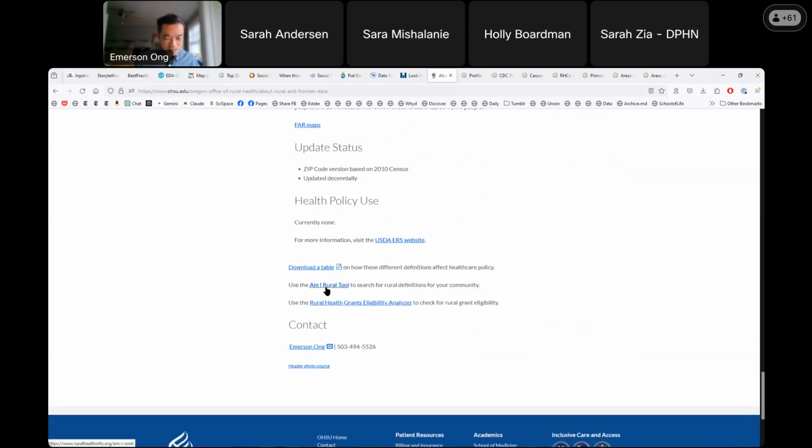And this link down here, this Am I Rural tool, is actually super helpful. If you click on that and you type in your specific address, it will tell you the different definitions that would determine whether you're rural or urban, and whether you can get eligible for grants or RHC status.